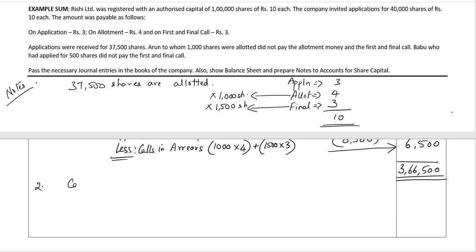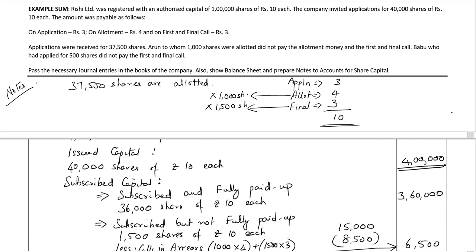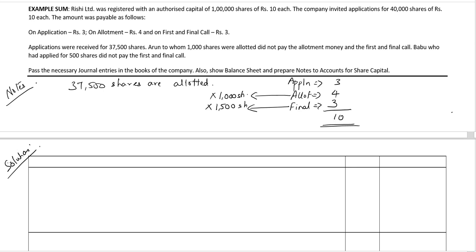We will write the note number 2 as cash and cash equivalents. Cash at bank. The amount received is equal to the amount of the share capital, 3,66,500 rupees. So we've completed the notes to accounts. We'll fill in the balance sheet.